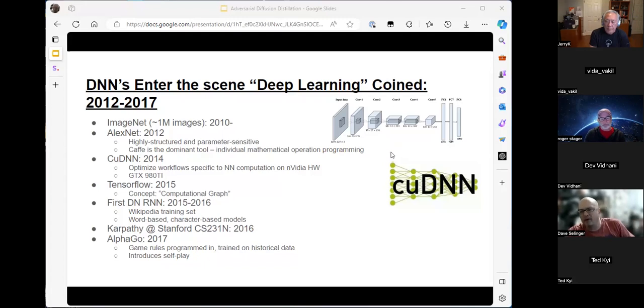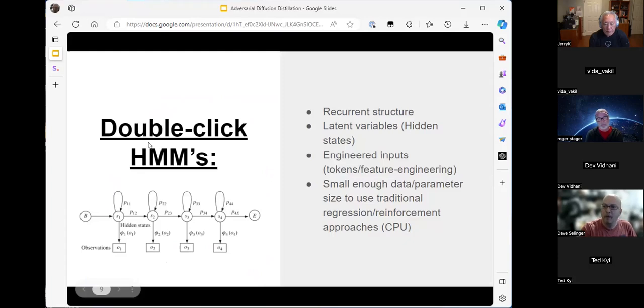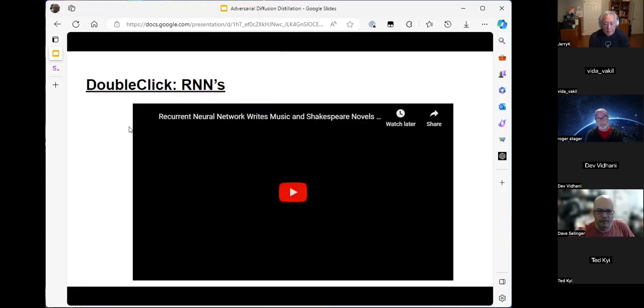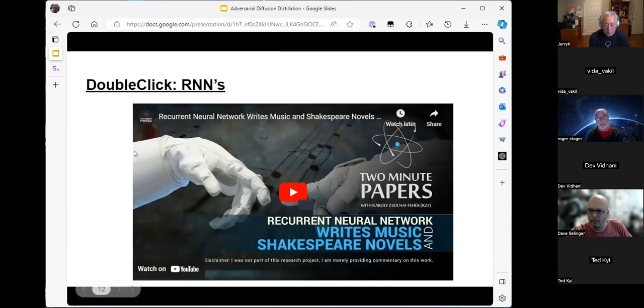But again, in about 2015, with these three things coming together, AlexNet, cuDNN, and TensorFlow, there was an explosion in papers reopening this idea of using this recurrent structure that is present in an HMM, but applying it in a deep neural network. And so we'll watch a quick video on that, if that's okay. Unless there are questions, are there any questions at this point? Otherwise, we can watch a quick video on RNNs.